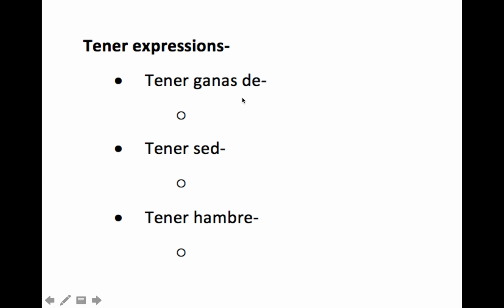Tener ganas de means to feel like. And all I'm going to do to use this phrase is I just have to conjugate a form of tener to specify who feels like doing something. And then I'm going to follow it with an infinitive. So here's an example. Yo tengo ganas de comer. So this is the yo form, so it's obviously talking about me. So this is I feel like eating. Even though in English we say eating, ing, we're still going to use an infinitive, comer, to eat here.